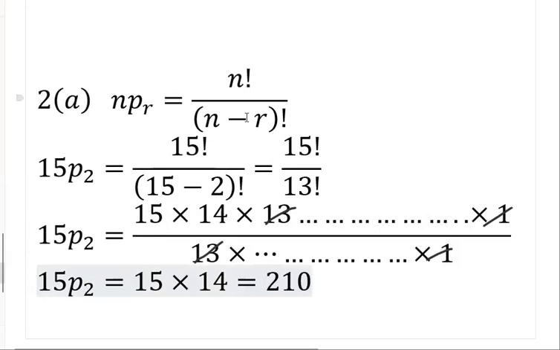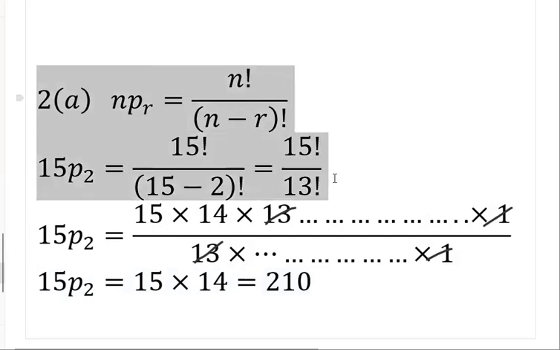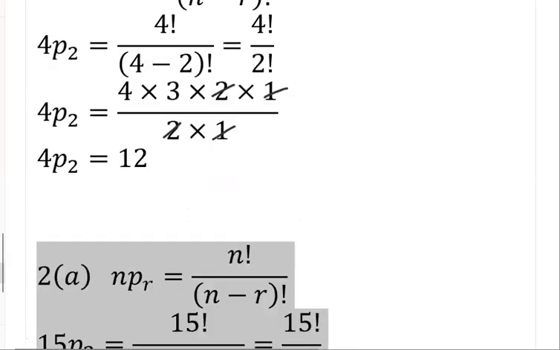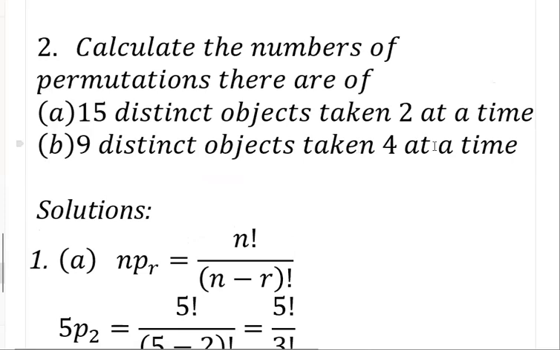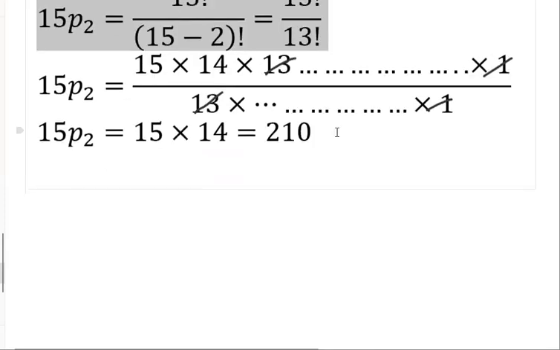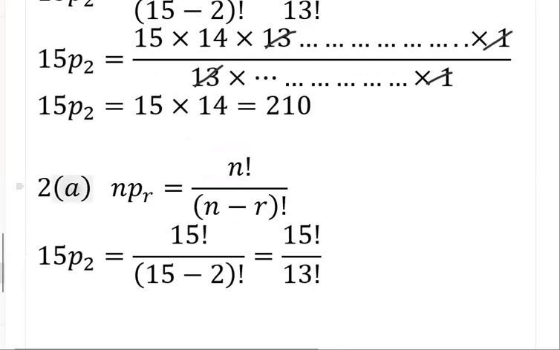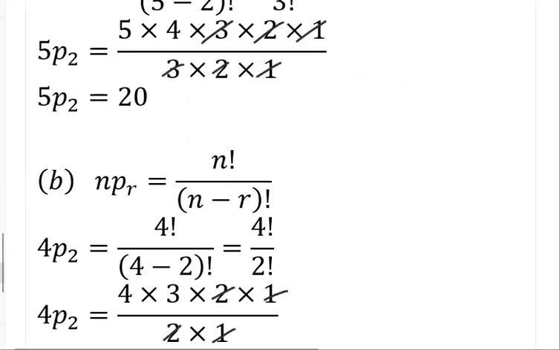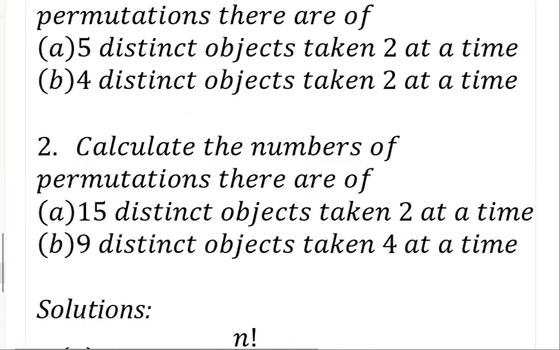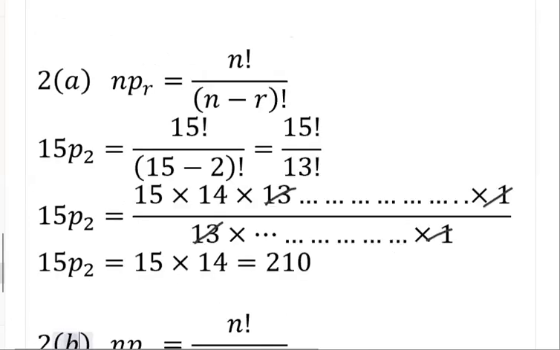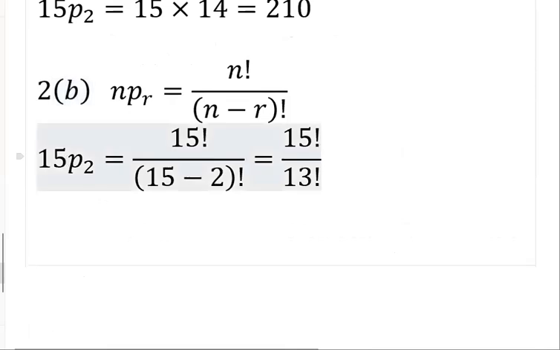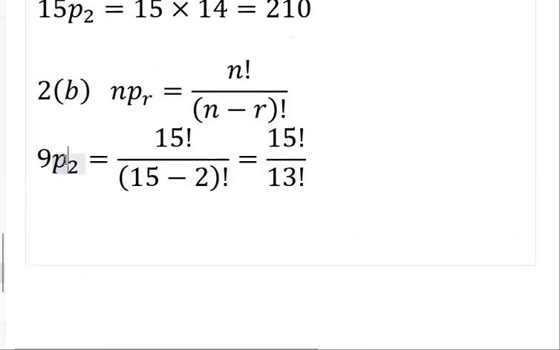Now for 2B, let's get this template. The question says 9 distinct objects taking 4 at a time. That is 9 permutation 4. So we have our 2B here. So 2B says 9 distinct objects taking 4 at a time. 9 permutation 4.